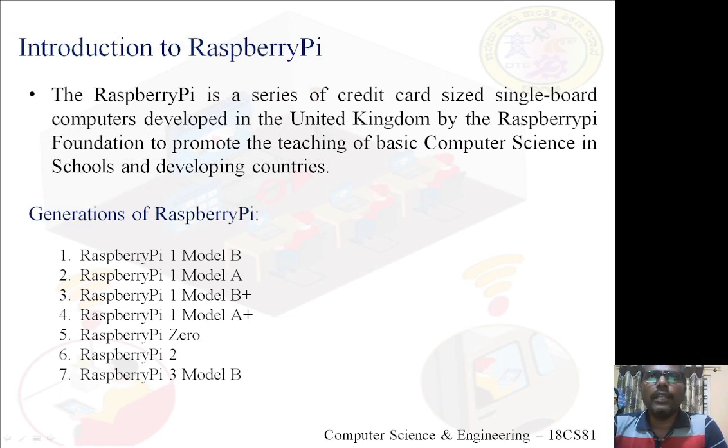Now let us have a look at the introduction to Raspberry Pi. So what is Raspberry Pi? I said it's small, the size of a credit card. Clear? So the Raspberry Pi is a series of credit card sized single board computers. I repeat, the Raspberry Pi is a series of credit card sized single board computers.